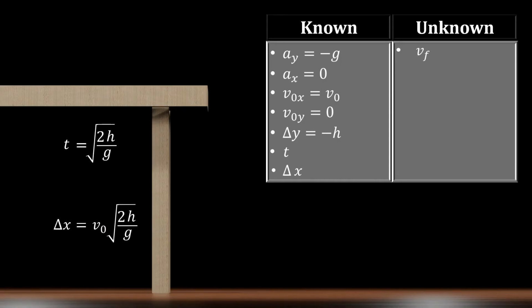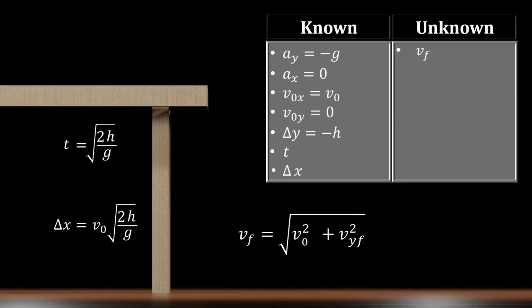Now we want to know the final velocity. The final velocity will be the vector sum of the x and y final velocities. The reason why will be covered in a future video on vector addition. So, we will use the Pythagorean theorem to get that the final velocity is equal to the square root of the final x velocity squared plus the final y velocity squared. Because there's no acceleration in the x direction, the x velocity should be constant. So the final x velocity will just still equal v0.